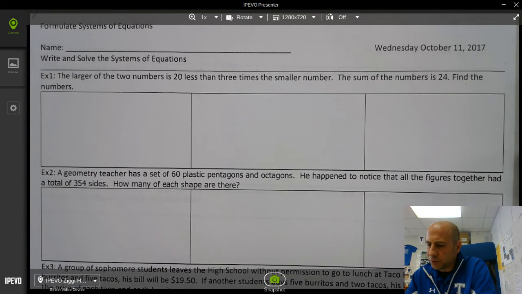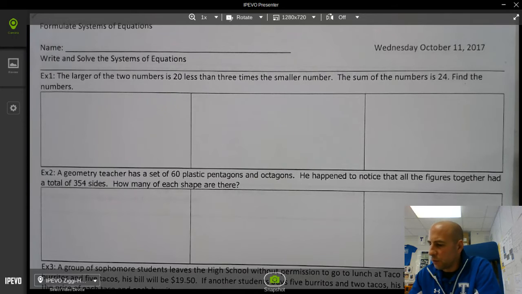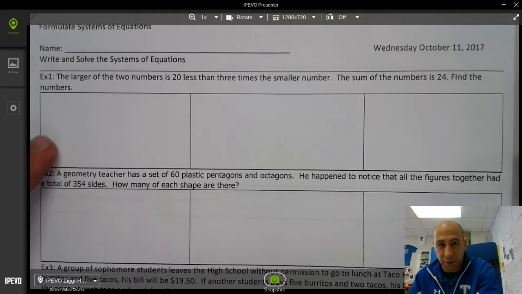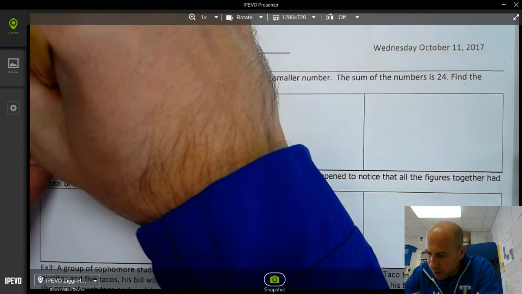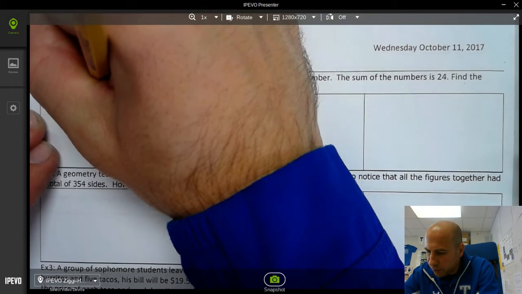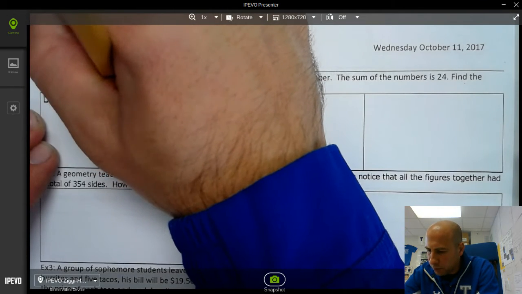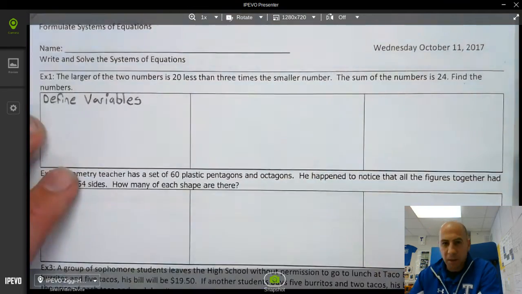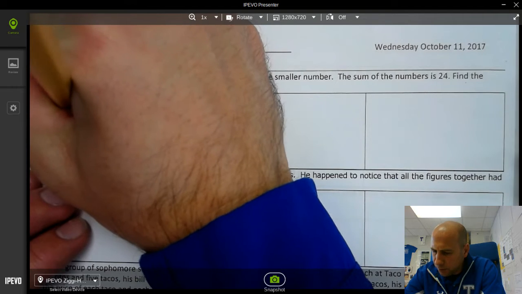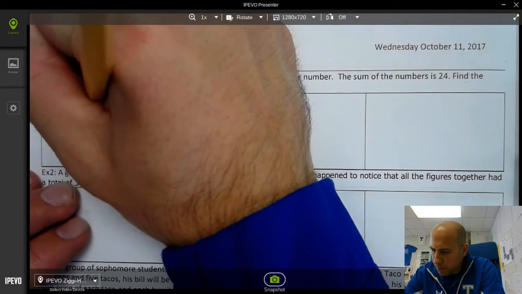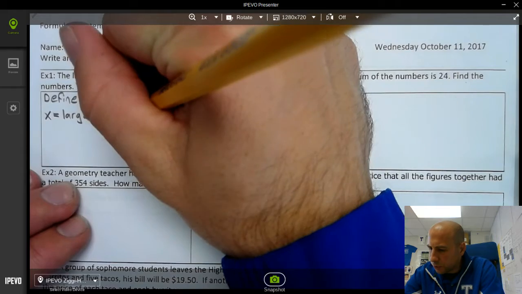It says, write and solve the system of equations. The larger of the two numbers is 20 less than 3 times the smaller number. The sum of the numbers is 24. Find the numbers. All right, so the first step is to define the variables. I'm only going to write it once in here, define variables. You might do this above each box just to remind yourself. So the two variables we have, let's just call x the large number and y equals the small number.